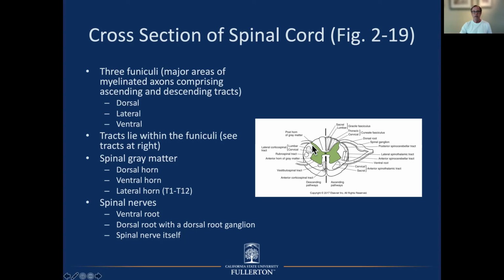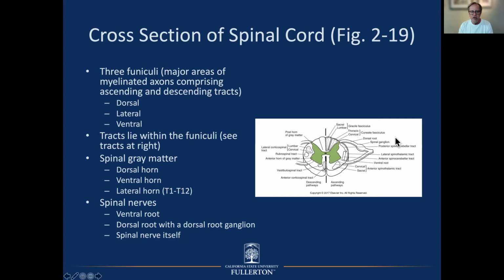On the dorsal side would be a dorsal horn. There is a ventral horn. And then if you go to T1 through T12, there is a lateral horn. Now, evidently, this is not a T1 through T12 transverse section because I don't see a lateral horn, but it's a little thing that just sticks out like that. All right, and we'll look at that in more detail. Although in our particular course, we're not going to look a whole lot at the functioning of the lateral horn, but we'll look a lot at the dorsal horn and the ventral horn.